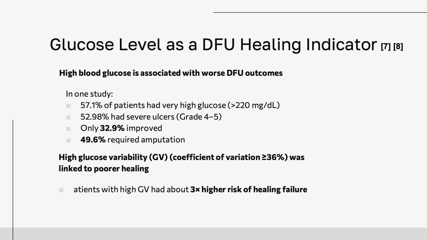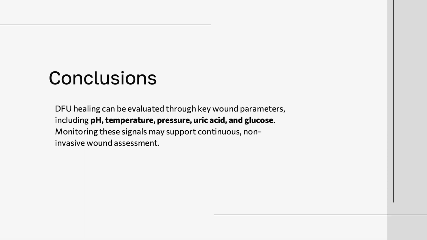But what's particularly interesting is the role of glucose variability. Not just how high your glucose is, but how much it fluctuates. Patients with high glucose variability had roughly 3 times the risk of healing failure. This means stable glucose control, not just low glucose on average, is what really matters for wound healing.